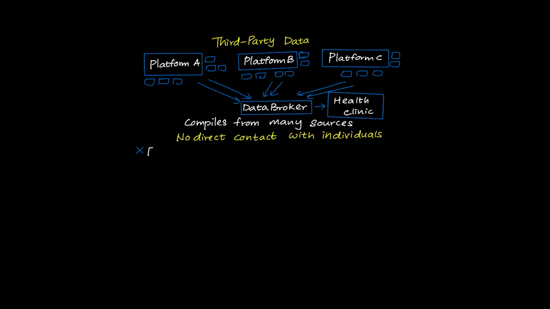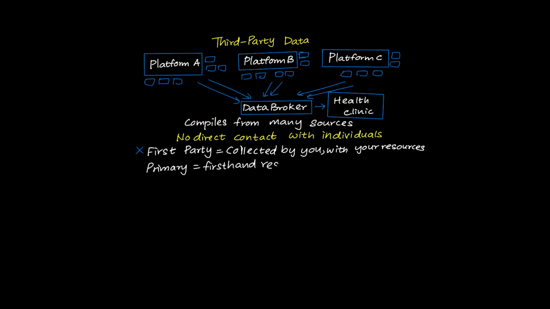First-party data is collected by you using your own resources. The clinic bought this externally. Primary data is gathered first-hand through interviews and direct research. The broker didn't do any first-hand research. Second-party data is collected directly from an audience by one organization and then sold. The broker didn't collect from their own audience. They pulled from various external platforms.